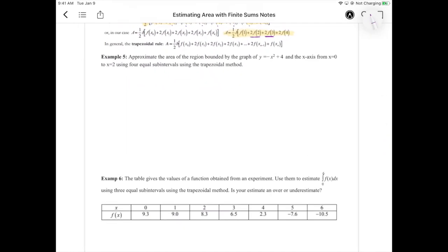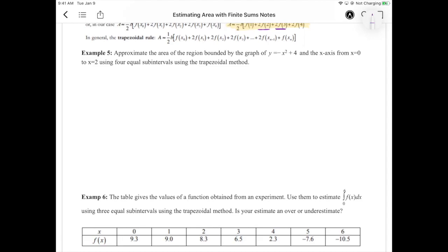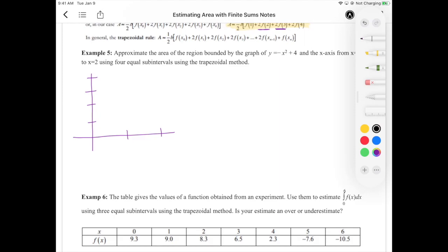So, example 5 says approximate the area of the region bounded by the graph y equals -x squared plus 4, and the x-axis from 0 to 2 using 4 equal subintervals and the trapezoidal method. So I'm going to do that quick graph. 1, 2, 3, 4, from 0 to 2. The graph looks like this. At 1 it would be at 3, and at 2 it's at 0. So this is an upside down parabola like that.